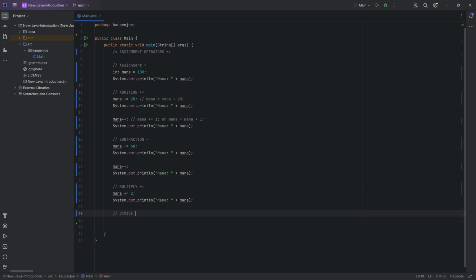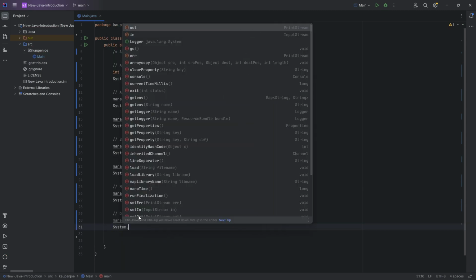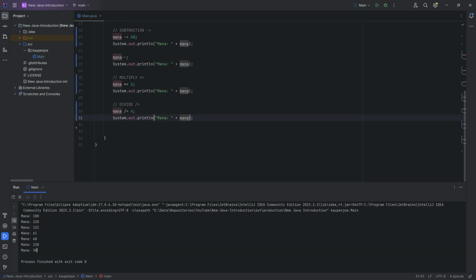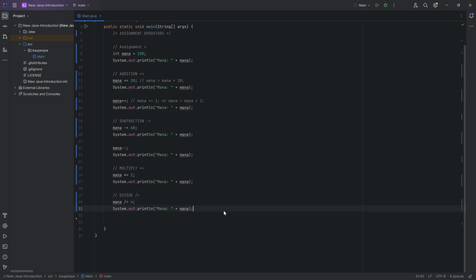Continuing with this, we can also divide. So that's going to be divide equals. Now, that is one that you rarely see. So let's divide it by 4, let's say, and also print this out. Let's say mana is going to be mana over here. And what we'll find is that we'll go from 120 to 30 over here. Divide equals is, like I said, very rarely seen in the wild, let's say. But still, of course, useful and very important to know.